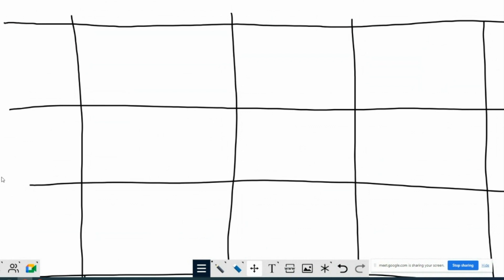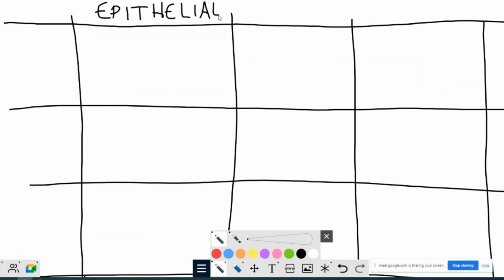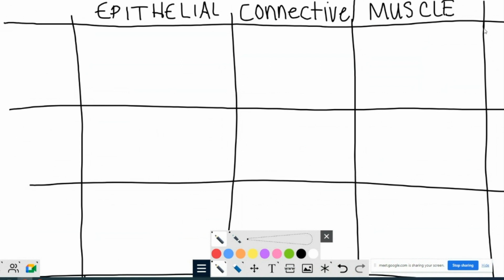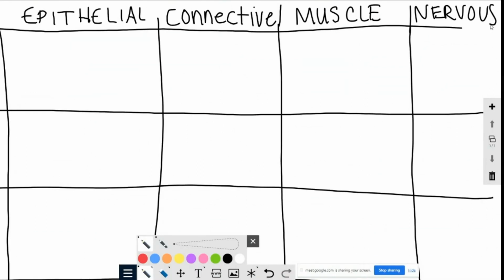Let's go across the tippy top and name the 4 tissue types: epithelial, connective, muscle, and the last one, nervous. Those are the 4 tissue types. In your entire body, there are only 4 types of tissue. And then within those giant categories, we have all different examples of them.